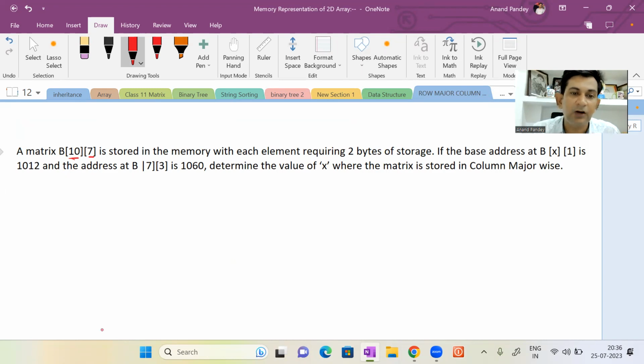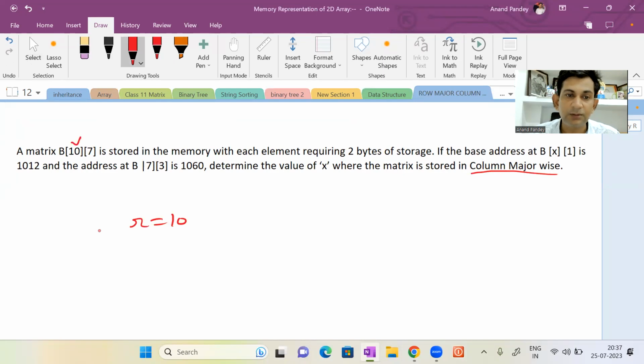In this matrix, how many rows? 10 rows. And how many columns? 7 columns. So this is a question of column major wise. As I told you, in column major wise we require the number of rows. No need to write the formula UR minus LR plus 1, because the values of LR and UR are not given in this question. So the value of R will be 10, not 7, it will be 10.